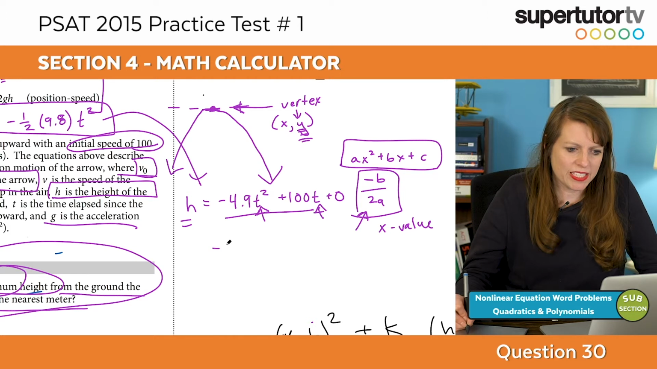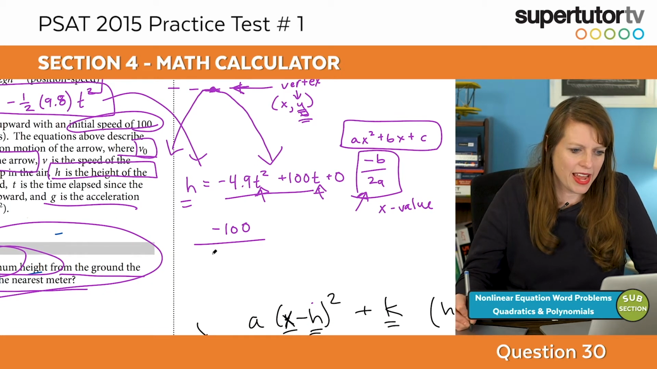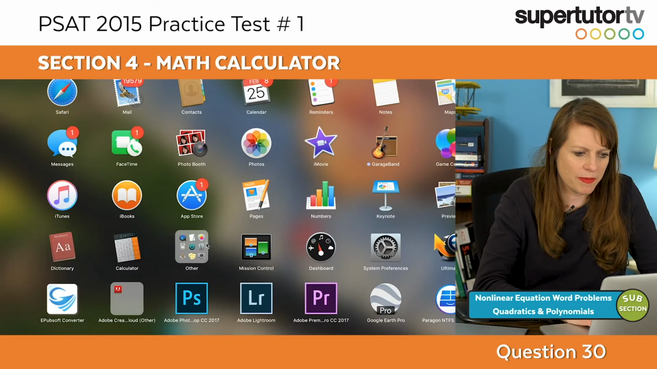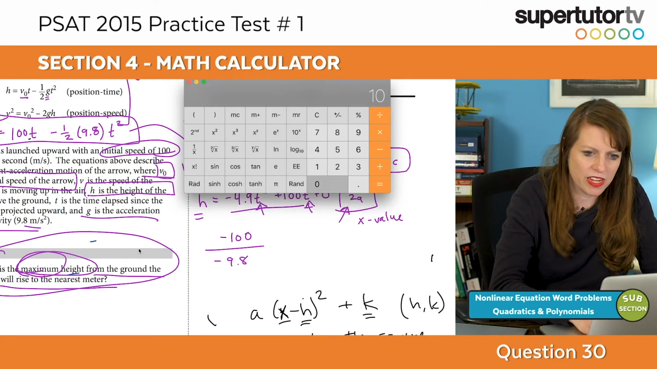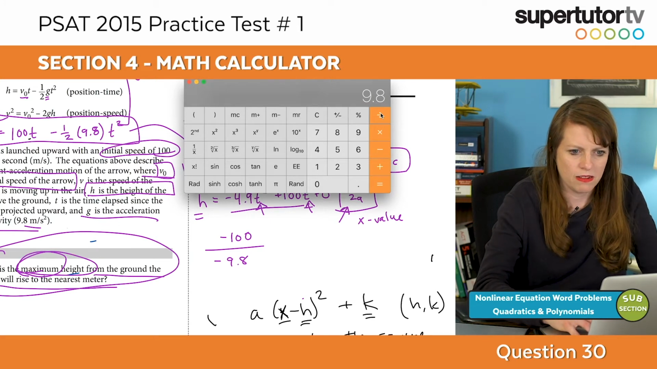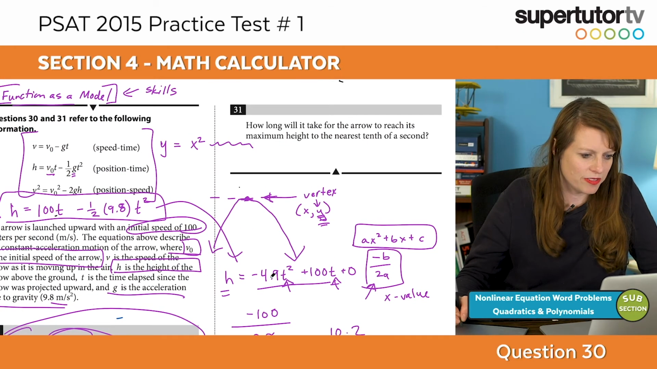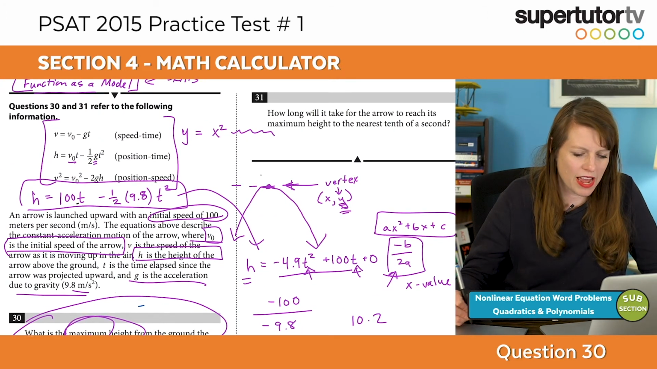So negative b over 2a is negative 100 over 2 times negative 4.9, which is just negative 9.8. I'm just going back to what I used to have. So this is the x value of the vertex. I'm going to get out my calculator, and I can get rid of those negative signs and just do 100 divided by 9.8. That gives me 10.2. And I'm just going to round. I'm pretty sure this is going to say to round to the nearest meter. Yeah, I'm going to round to the nearest meter.